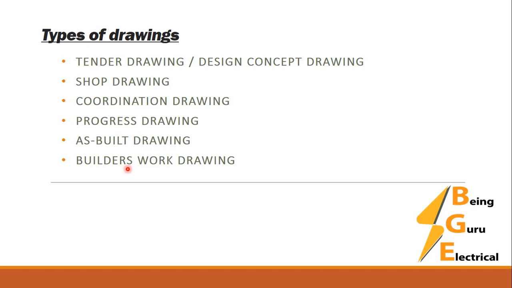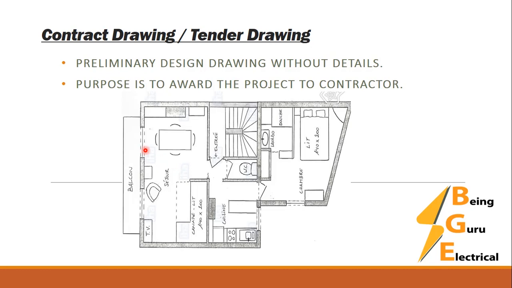So the first one, the contract drawing or tender drawing. As you can see in this drawing, this is the preliminary drawing. There is no detail, no wall size, no room dimension. Only this is the plan. The only information you will have is how much square meter or square foot area of construction this is. So in the contract drawing we only have preliminary design and there are no details.